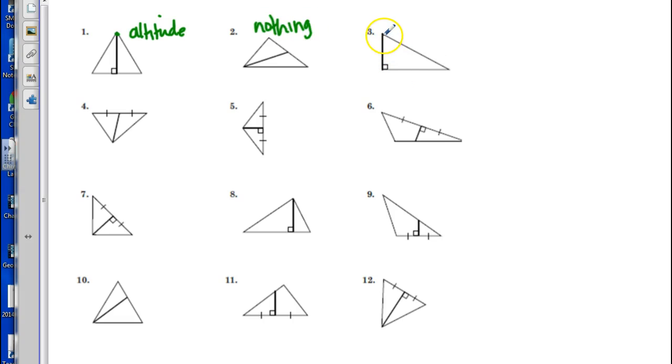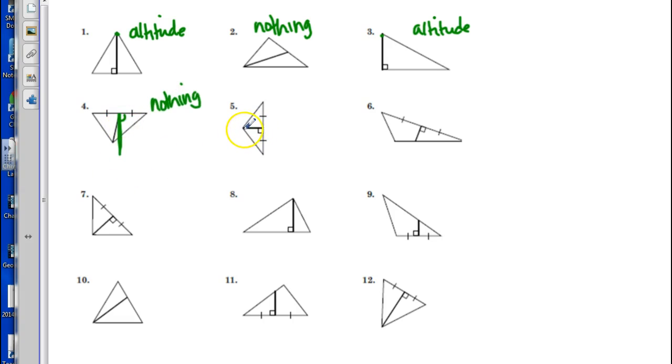All right, number 3, coming from the vertex along the side of the right triangle. This is an altitude. It's not cutting that side in half or anything like that. All right, let's check out number 4. This is a bisector, but is it perpendicular to that side? No, it is not. A perpendicular bisector would be somewhere right in there, and it would have a little mark. So this is nothing. It is not an altitude either because it's not perpendicular.